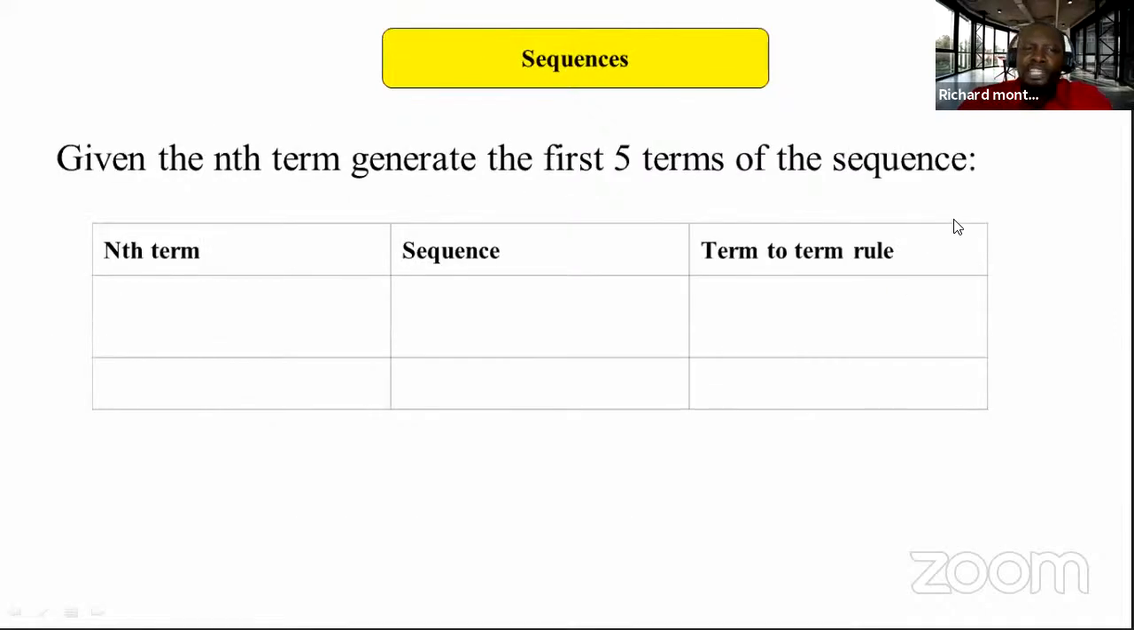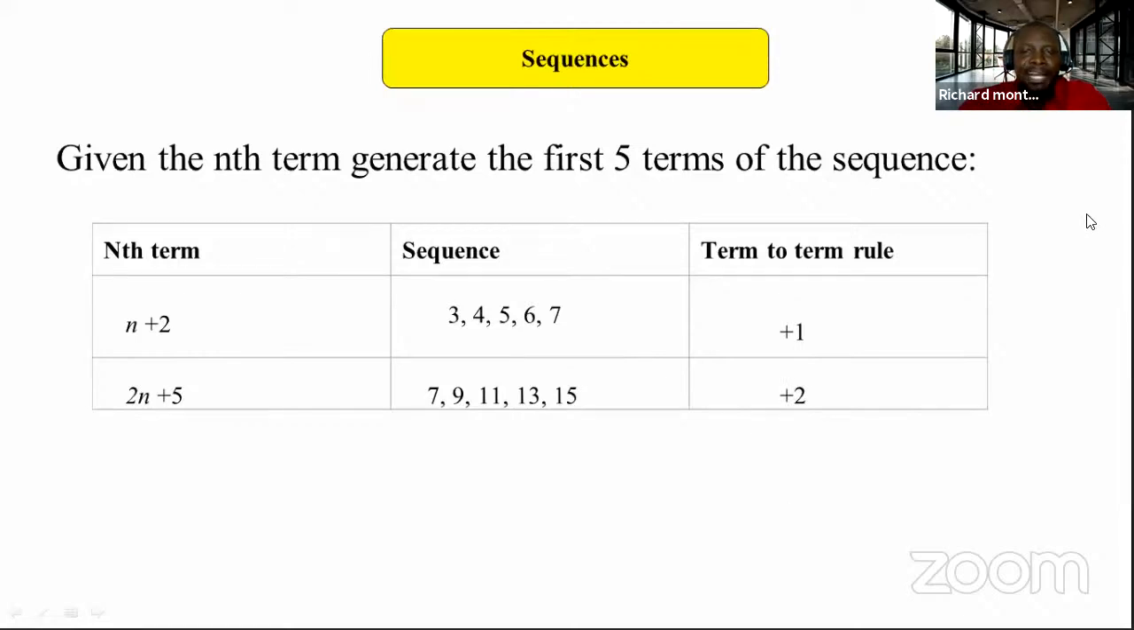Now, since we have been given all of this, let's look at it together. With our nth term n plus 2, it generated the sequence 3, 4, 5, 6, 7. Our term-to-term rule was +1. When we have 2n plus 5, the sequence that it generates is 7, 9, 11, 13, 15, and our term-to-term rule would be +2.